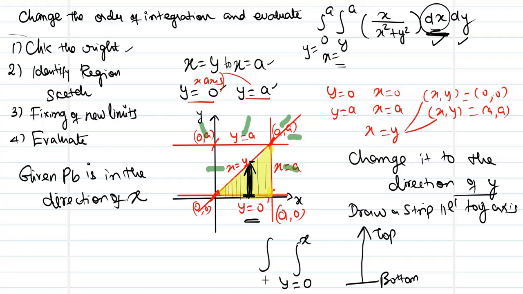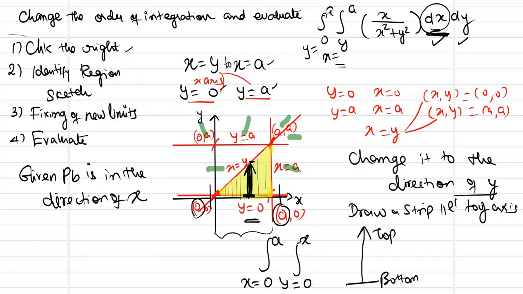Now getting the limit of x. This is a variable limit, so x will now take a constant limit. What is the total variation of x? Here to here. So this is the total variation of x. Now look into the x coordinate. Where is your x coordinate moving? In the direction of x from 0 to a. So x varies between 0 to a. So the new limits are 0 to a, and 0 to x.